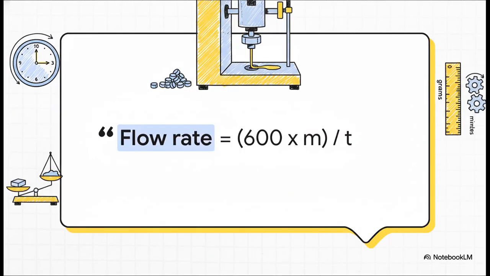And this is the simple formula you use to calculate the MFI value. So why the number 600? Well, that's just there to standardize the measurement. Since there are 600 seconds in 10 minutes, this formula just converts the mass you collected in, say, 30 seconds into the standard unit, which is grams per 10 minutes. It just makes sure everyone in the industry is speaking the same language.